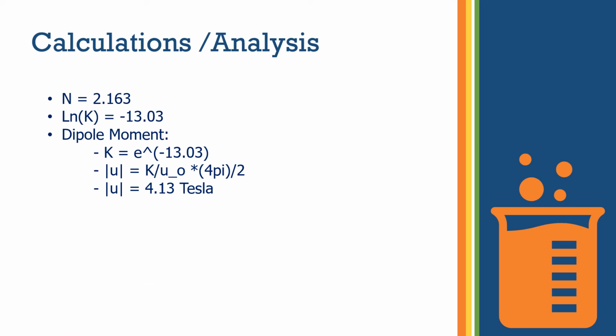Some further calculations or analysis, just to continue on from the last slide. After doing my experiment and putting all my raw data into the Excel sheet, my n was 2.163. My ln of k was negative 13.03. To calculate the dipole moment, I did k is equal to e to the negative 13.03, to solve for the dipole moment, which gave me 4.13 Tesla.